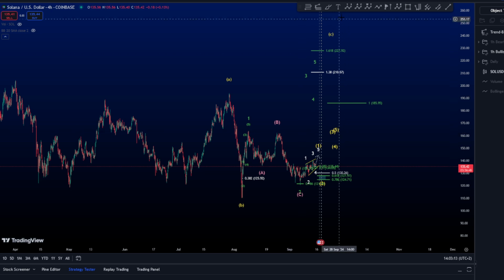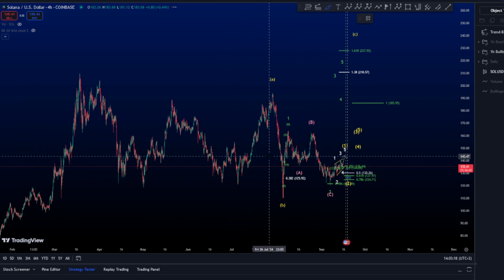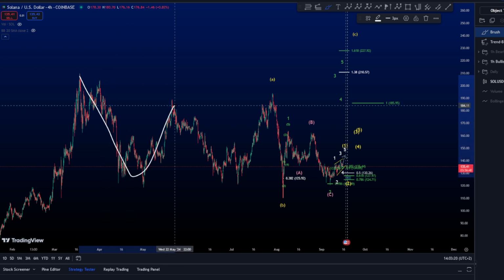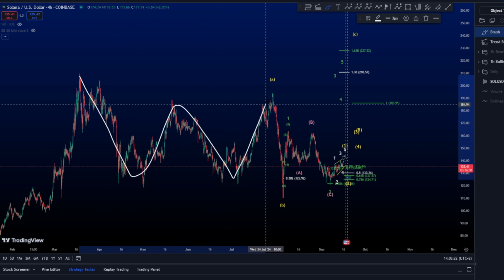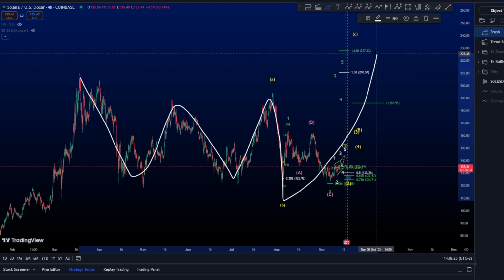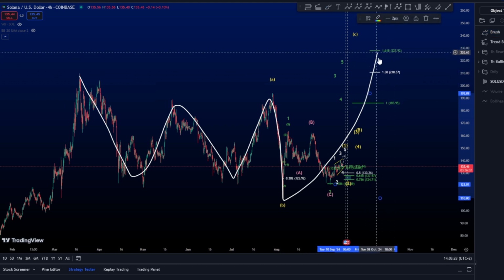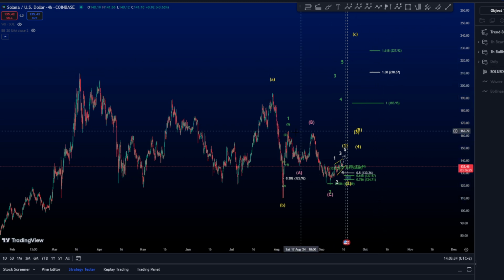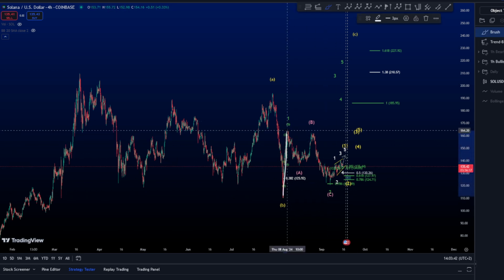This is for your wave C, which has a high possibility as well. Your second possibility is that you are looking at an expanded flat, A, B, and a C towards the upside, hitting at least the 1.38 fib level or 1.618. Now, looking at this price action here, if you want to consider this as a diagonal, you have already started as an impulse.